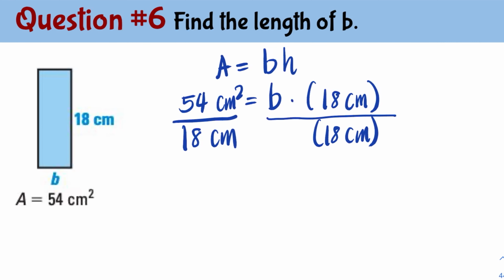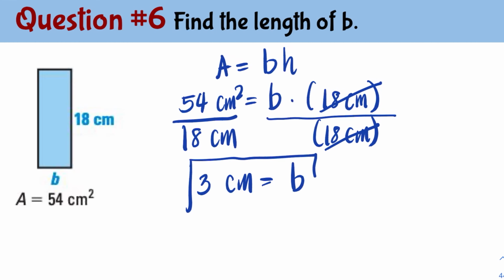And 54 divided by 18 is 3. Again, centimeter square divided by cm is cm. And 18 cm by 18 cm is 1. So now we have B. So the base is 3 centimeters. Area is always unit square, but the base and the height are in units only.